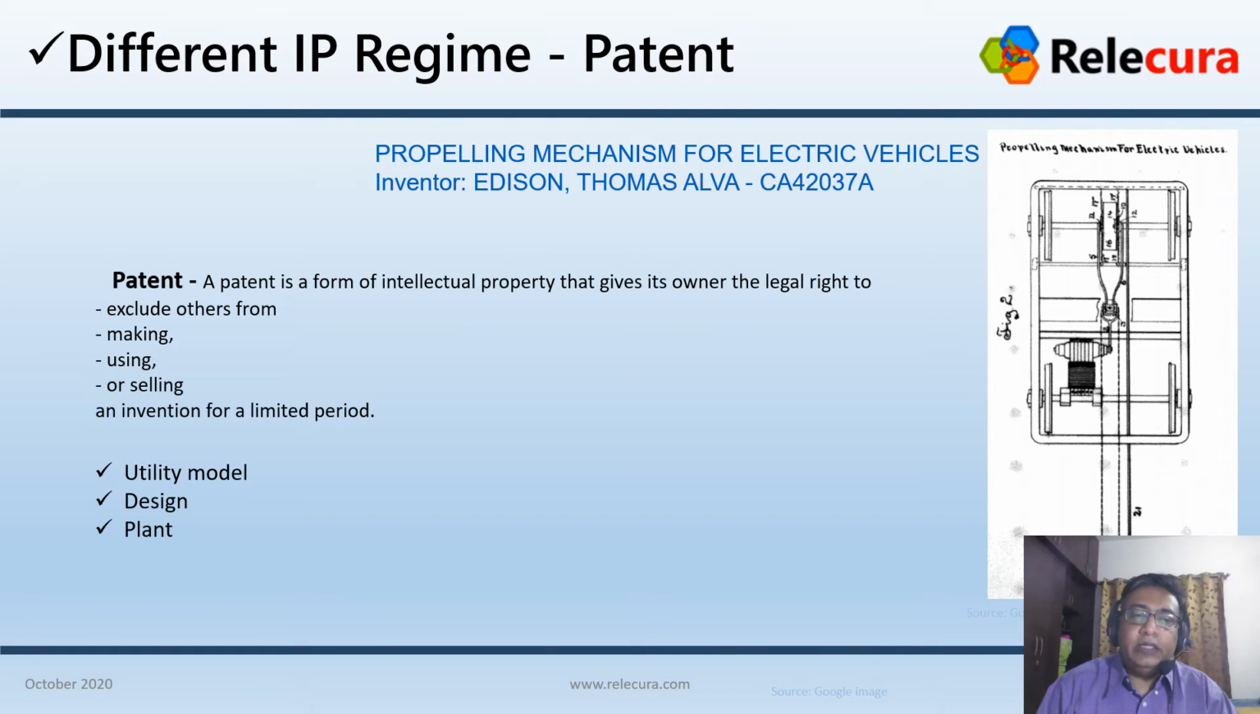Now there are different types of patents. The first one you can see here is the utility model. A utility model is similar to a patent, but the life of a utility model is less than that of a patent. It generally varies from 10 to 15 years. And the criteria for getting a utility model are also less restricted than what we have in a patent.